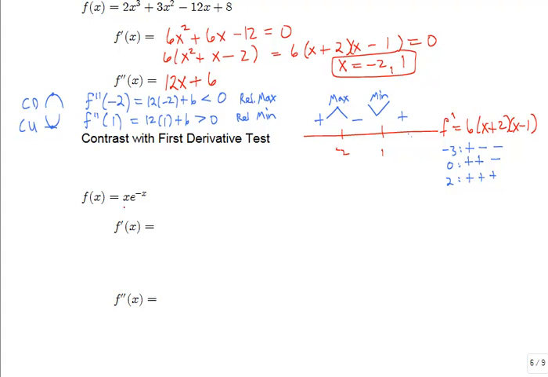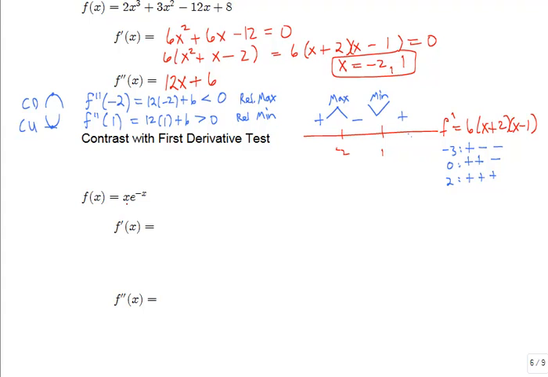So here my function is x e to the negative x. So in order to do this, we're going to take our first derivative because we need to know those critical points. Those are going to be the only places where I'm going to have relative maxes or mins. So that requires taking a derivative. Now the derivative here, be careful. This is x times e to the negative x. That means you need a product rule.